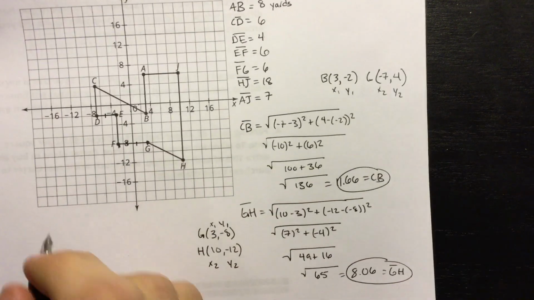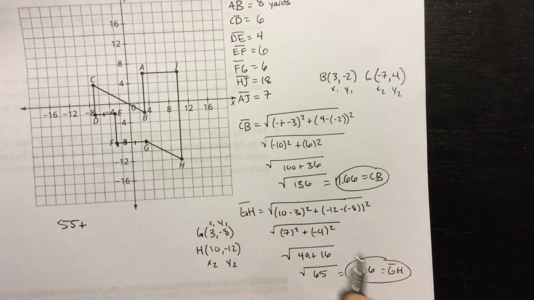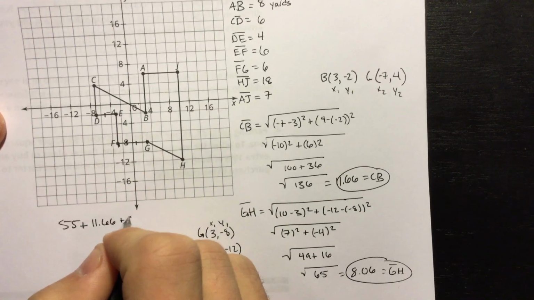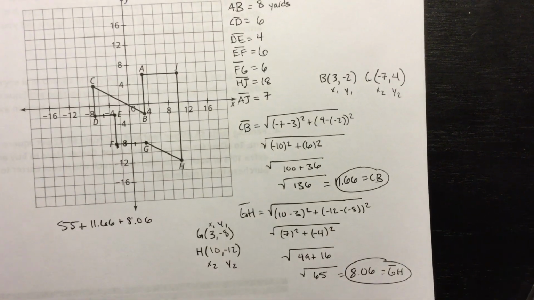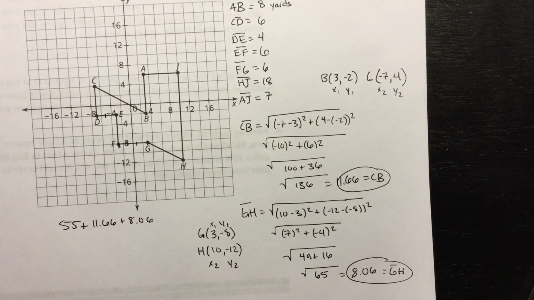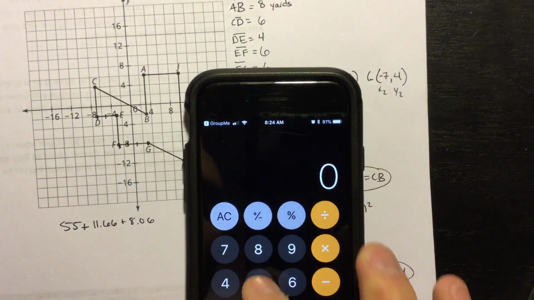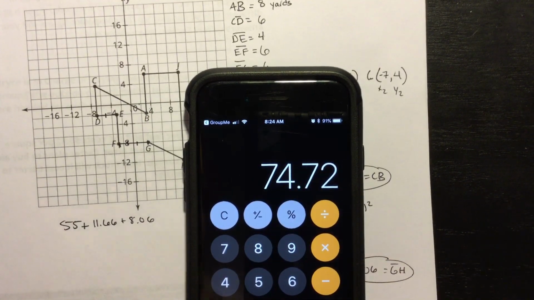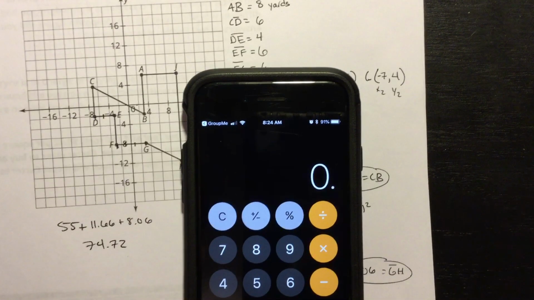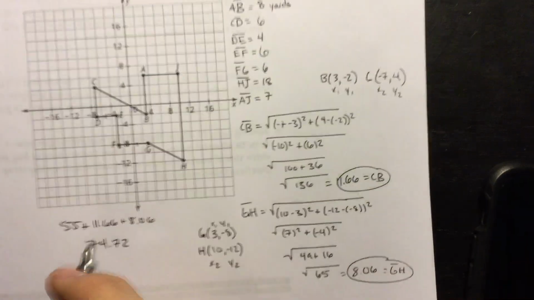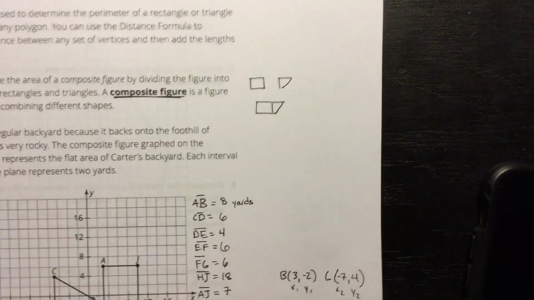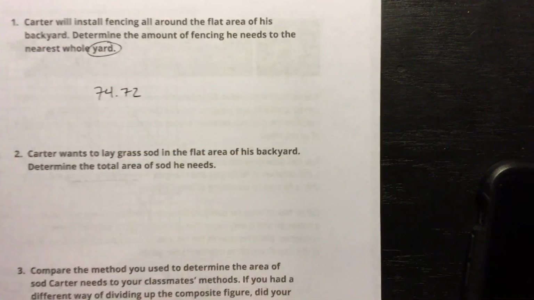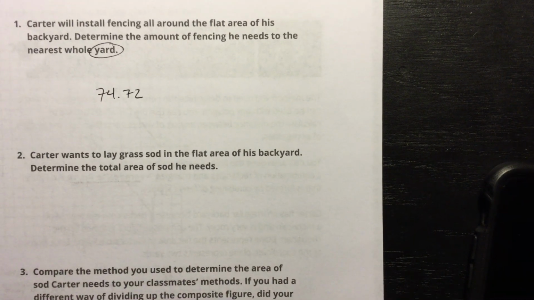Okay, so now I'm at 55 plus these two numbers instead of writing it all out. 11.66 plus 8.06, and I won't ask Siri this time, I'll just go ahead and plug it in. So 55 plus 11.66 plus 8.06 is 74.72. Okay, so that is our perimeter. That is the answer to question 1. So coming back here, 74.72, and all of our work was on that front side. Sorry for the shaky cam.